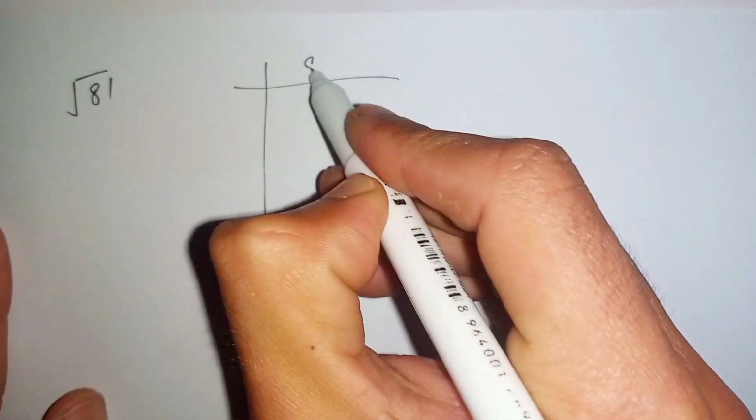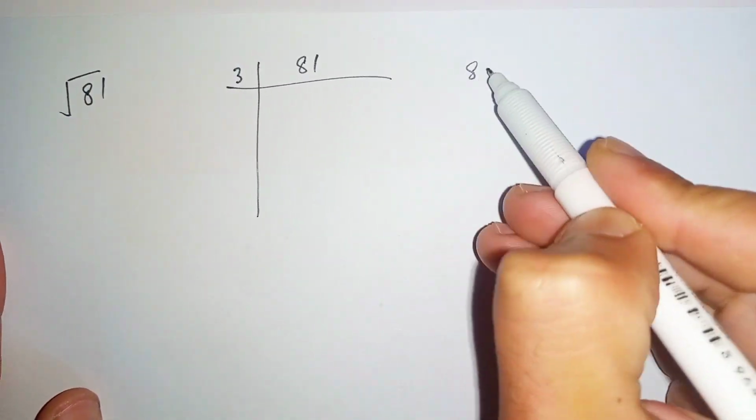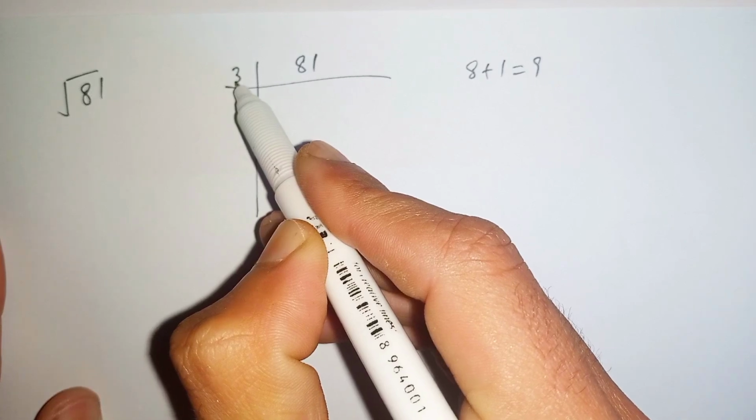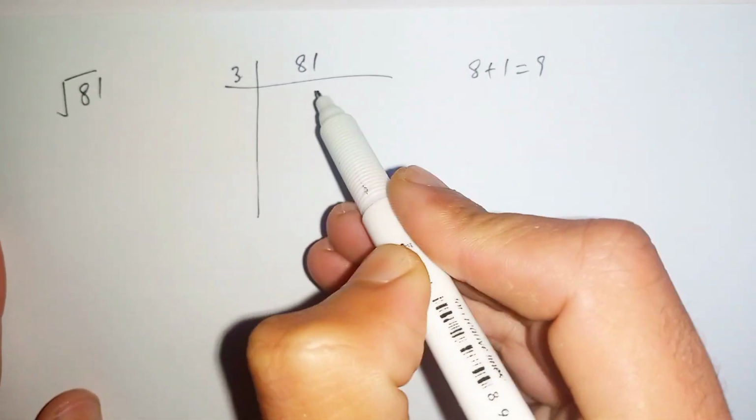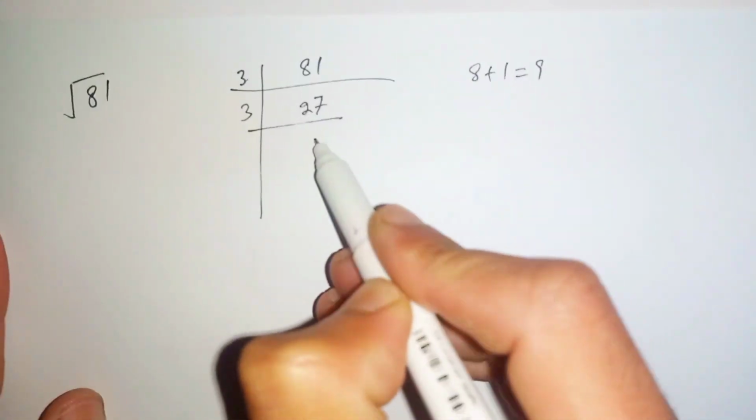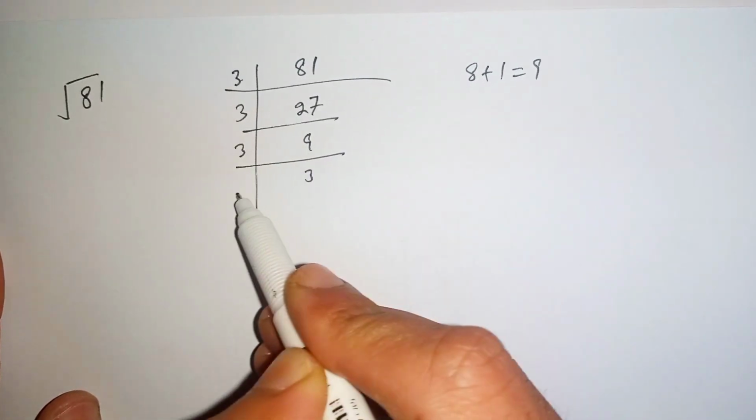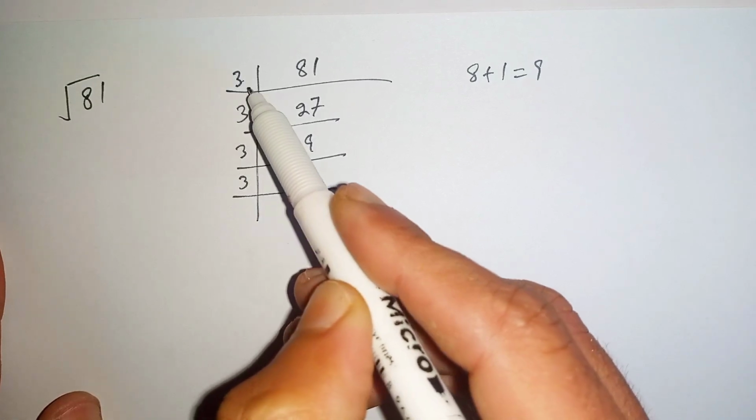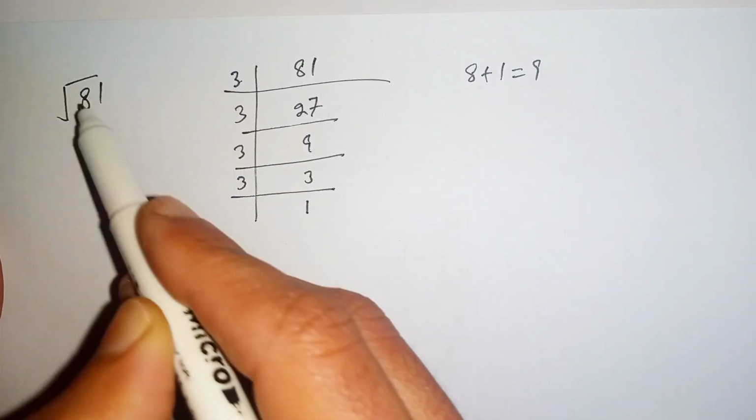So 81 divided by 3. Since we know that 8 plus 1 is 9 and 9 is divisible by 3, according to the divisibility rule 81 is divisible by 3. So 3 times 27 is 81 and 3 times 9 is 27. 3 times 3 is 9, right? 3 times 1 is 3. So here we see that there are 4 threes and these are the prime factors of 81.